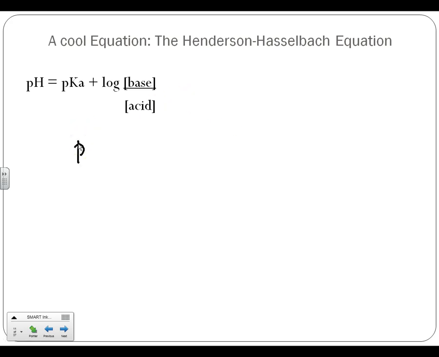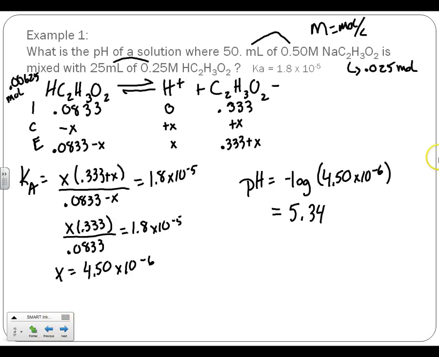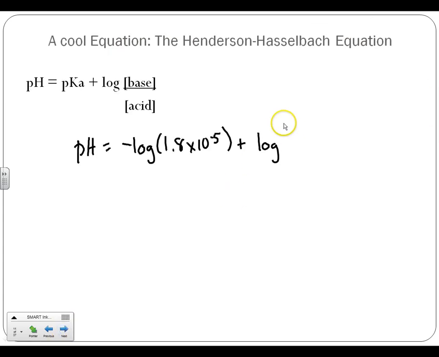How do we figure out our pH? Well, I need to know my pKa. So I'm going to take the negative log of 1.8 times 10 to the negative 5th. I'm going to add to that the log of the concentrations of the base and the acid. If you look at your ICE table from before, we have our concentrations: the concentration of the base, the acetate ion, and my concentration of the acid right there. So I'm going to take 0.333 divided by 0.0833, and we simplify this.